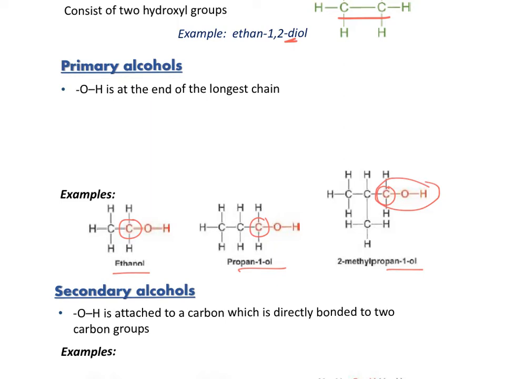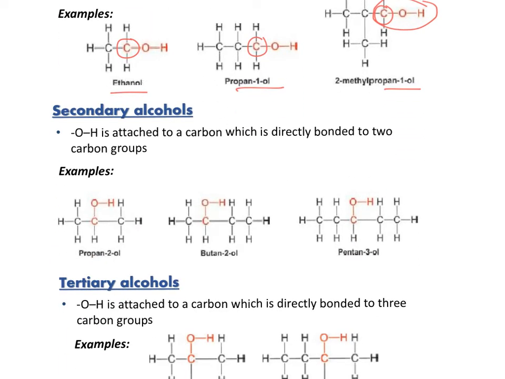For a secondary alcohol, we now have the OH attached to a carbon that has two other carbons attached to it. So if we look at propan-2-ol, the carbon over there is where the OH is. There are two other carbons attached to it. That makes it a secondary alcohol. If we look at butan-2-ol as well, there are carbons on either side of the carbon with the OH. Same with pentan-3-ol, two carbons on either side of the carbon with the OH on it.